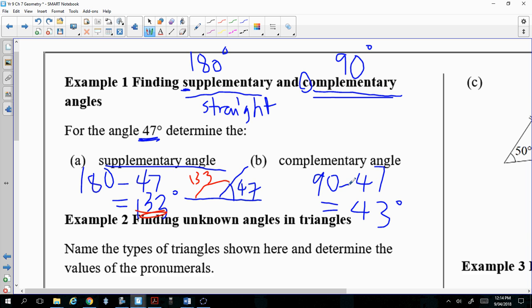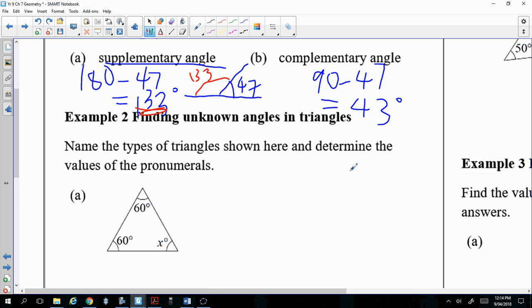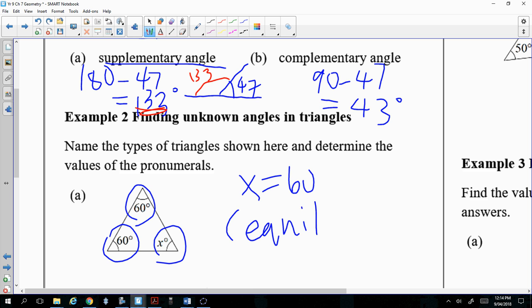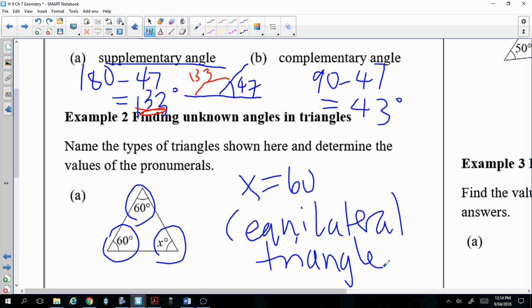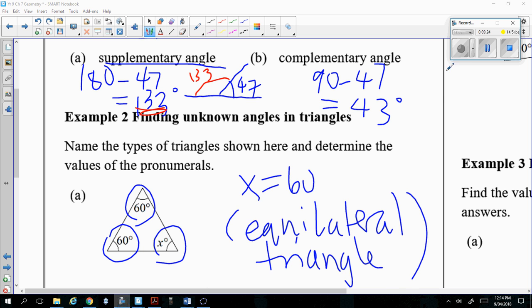So name the types of triangles shown here and determine the value of the pronumeral. So what type of triangle is this? Yeah, because they're all 60, isn't it? Because if there's 2 60s, the last one must be 60. So we say this is an equilateral triangle. It's EQUIL, and you can look at the board. Equilateral. Okay. How about the next one?